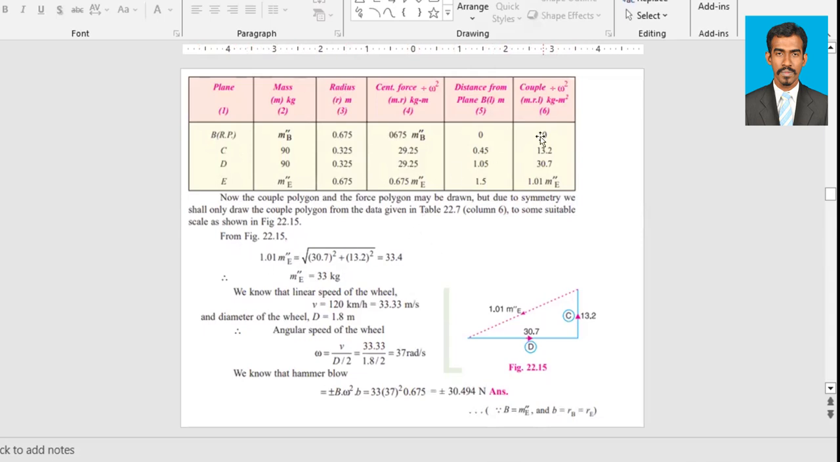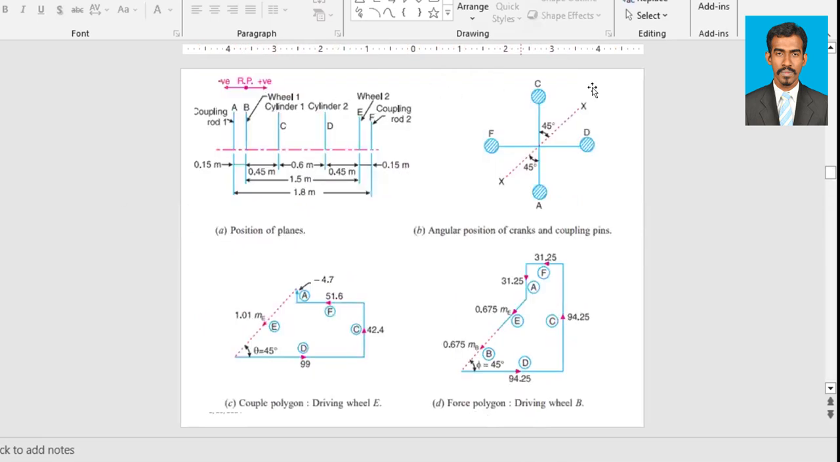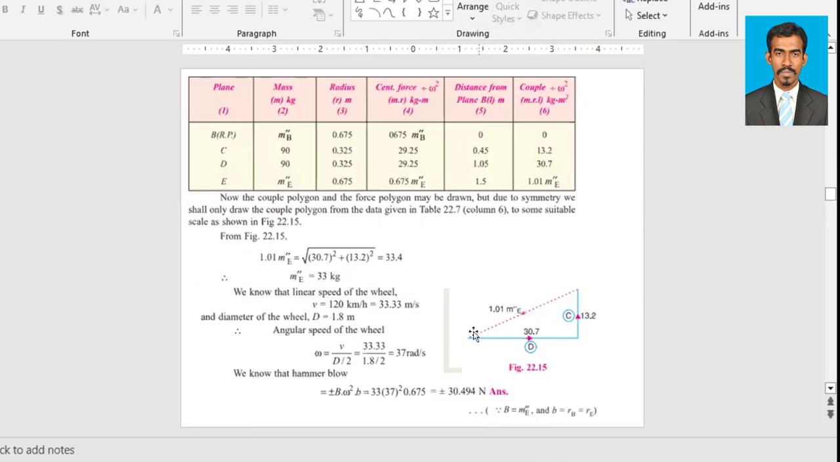So we'll draw, right? 0, we don't draw. Then C. So we know where C is on the upper side, right? So C is there. We'll draw C, that is 13.2. D we already know, 30.7, right? So go to D, D to C, right? And this value is the unknown value.